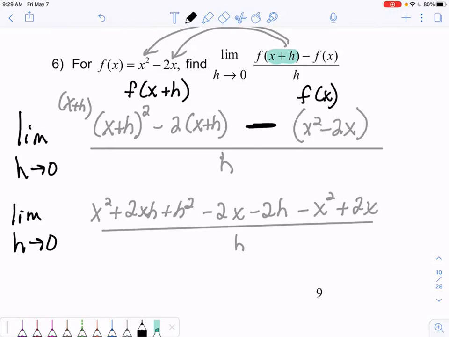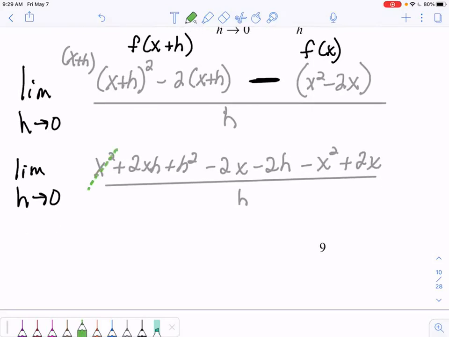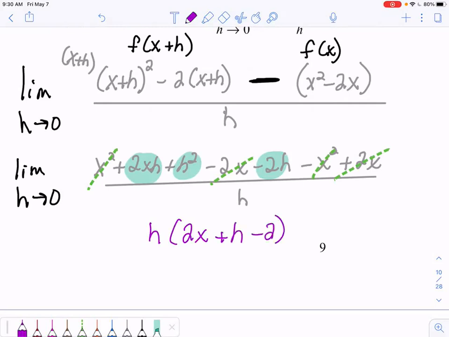With this huge expression, Joe, what happens? And then the 3 terms that are remaining, what do all 3 of those terms have in common, Joe? They all have an h in them. Remember, we need to get that h out of the denominator. It cannot be there because I can't plug a 0 in. So if you factor out that h, we're left with 2x plus h minus 2. All the terms remaining should have an h in common so that we can get rid of the h in the denominator.